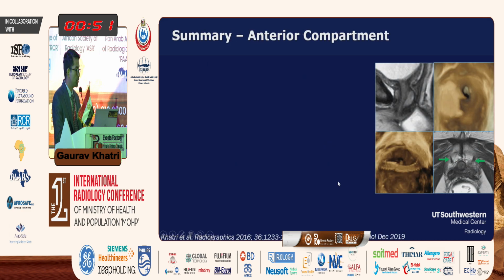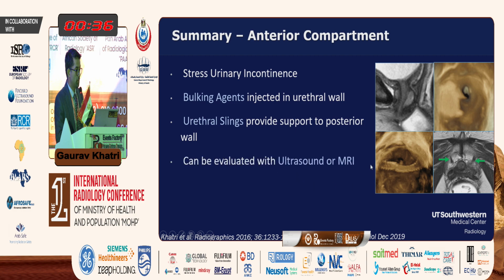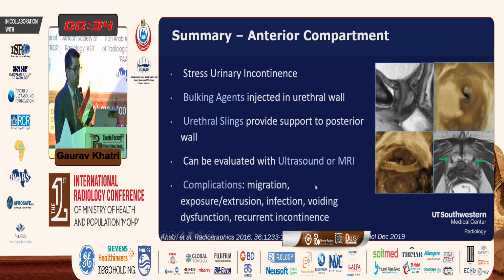So to summarize this first lecture, we talked about repair of stress urinary incontinence, including bulking agents injected in the wall of the urethra like this, as well as urethral slings, which can be either retropubic or transobturator, and these can be evaluated with either ultrasound or MRI. Complications include migration, exposure, extrusion, infection, voiding dysfunction, or recurrent incontinence.